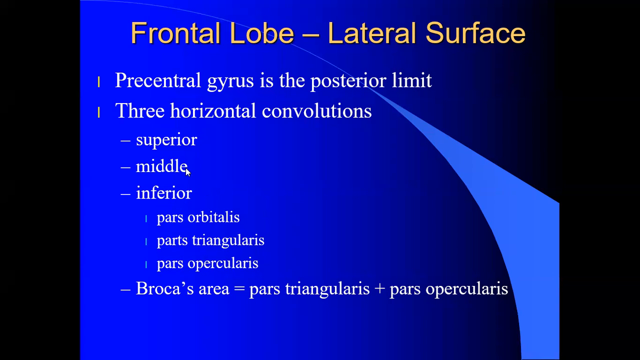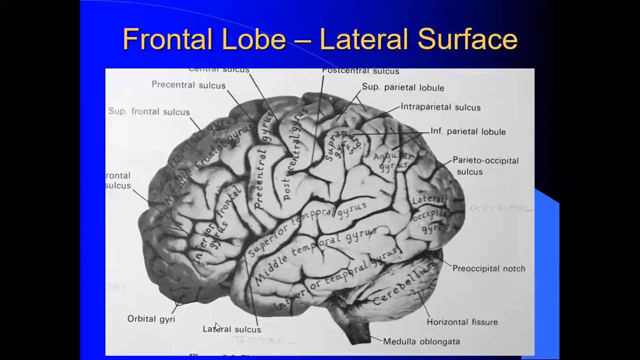I would also say the gyri are only loosely associated with Brodmann's map. Brodmann's map maps to function. The gyri, not so much, okay? But this inferior one is interesting because it contains the pars triangularis and the pars opercularis, which are Broca's area, and so there is some sense to that.